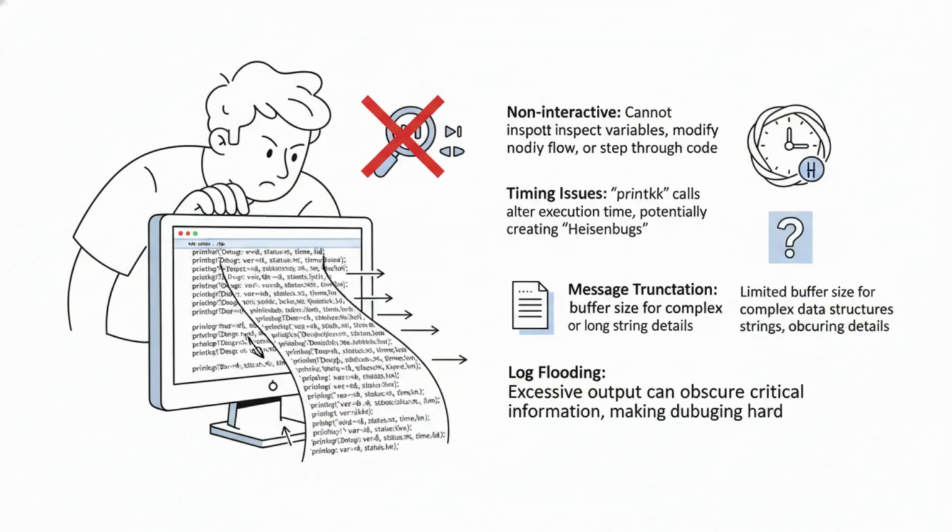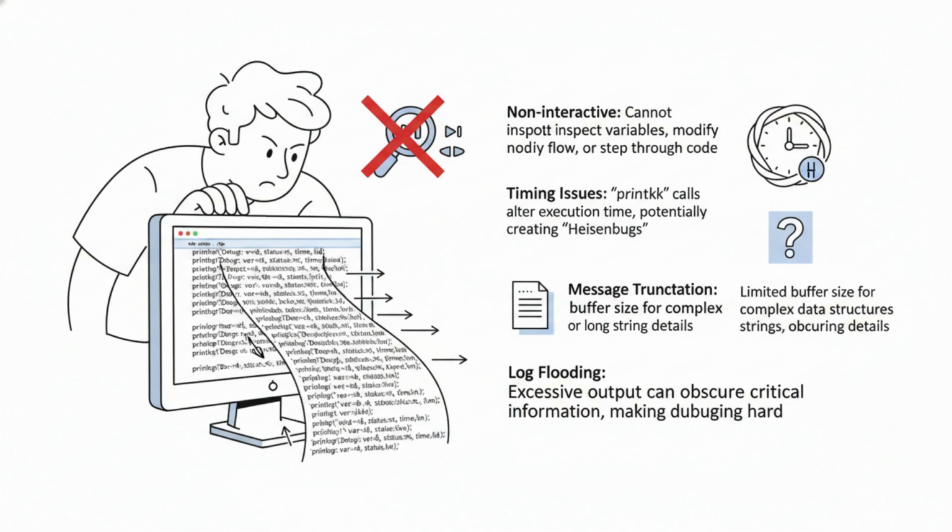While printk is an invaluable tool for initial diagnostics and logging, it inherently suffers from significant limitations that can hinder complex debugging efforts. Primarily, printk is non-interactive. It merely prints messages, offering no capability to inspect variable states in real time, modify program flow, or step through code execution line by line. An excessive number of printk calls can easily flood the kernel log, making it incredibly difficult to pinpoint relevant information amidst a torrent of output.